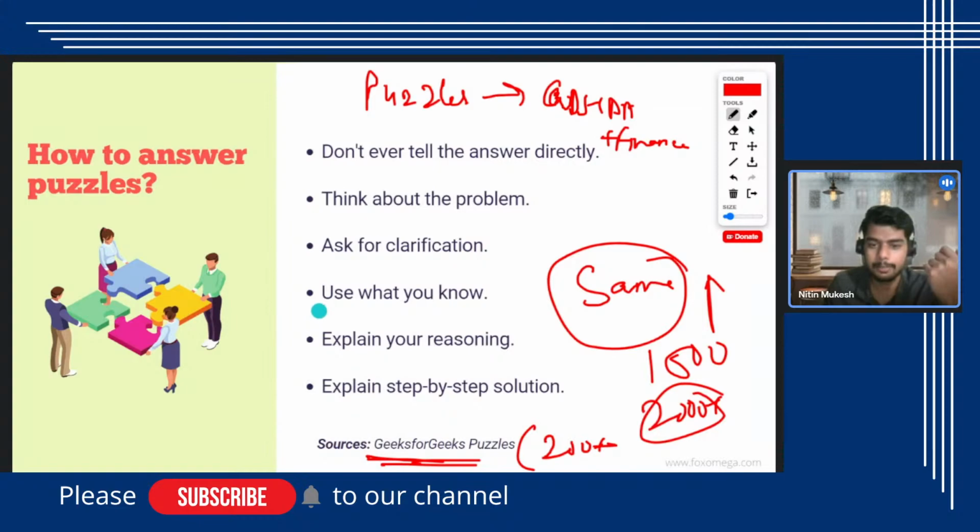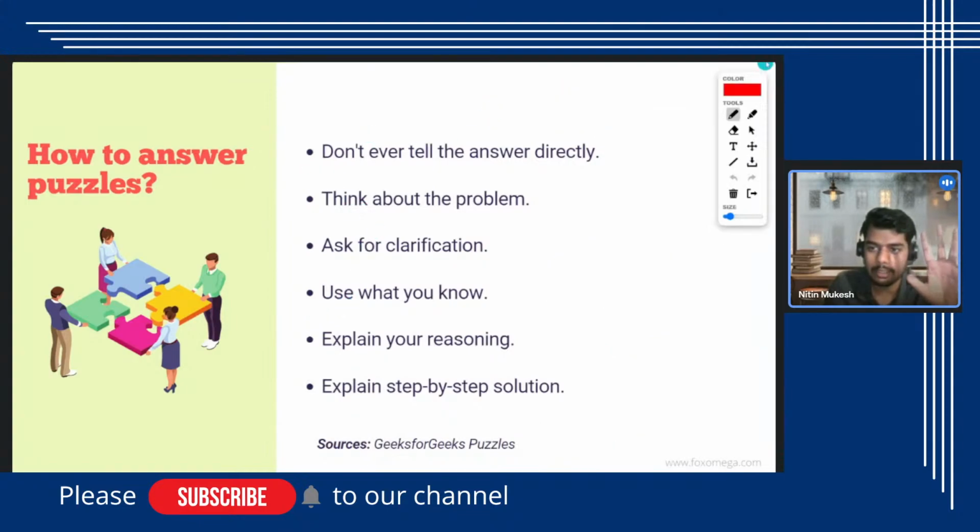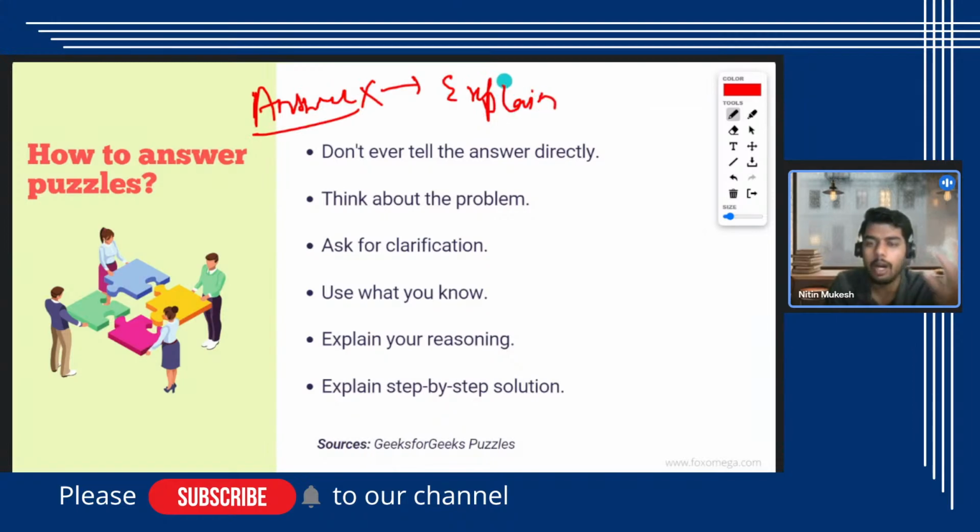Now, whenever you're trying to explain the puzzles, don't try to get to the answer directly. You have to explain your answer. The interviewer is not interested in your answer, he is interested in your explanation. So how do you need to explain?